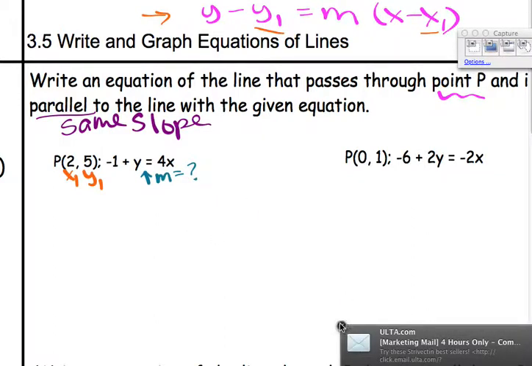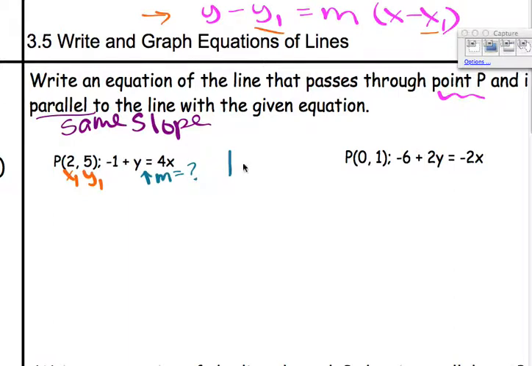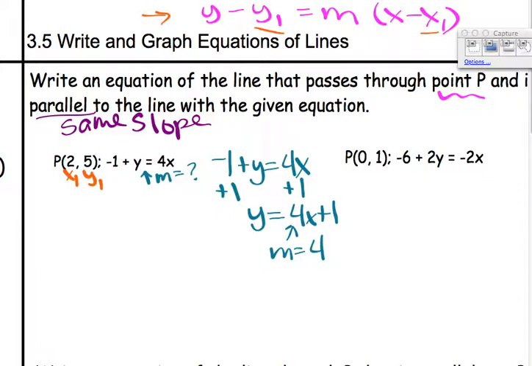So I'm going to take my equation. It's -1 plus y equals 4x, and I'm going to solve for y. So I need to first add 1. Y equals, this is not 1x, it's just 1, so 4x plus 1, and now y is alone. So I'm able to look at the equation and see that m is 4. Since the instructions said the line should be parallel to this, it should have this same exact slope. So in my formula, m will be replaced with 4.